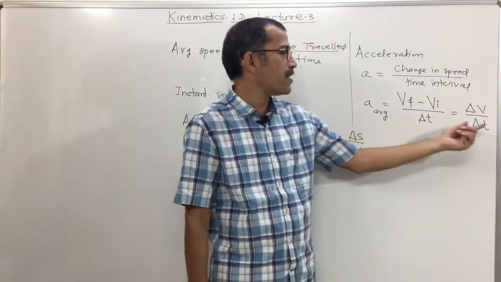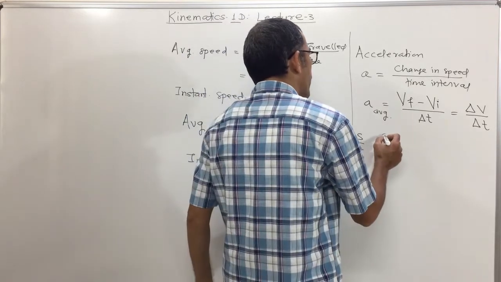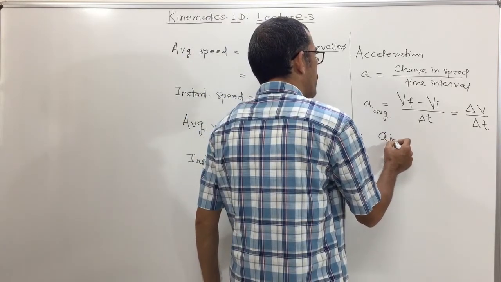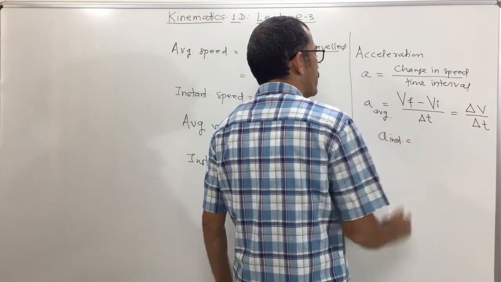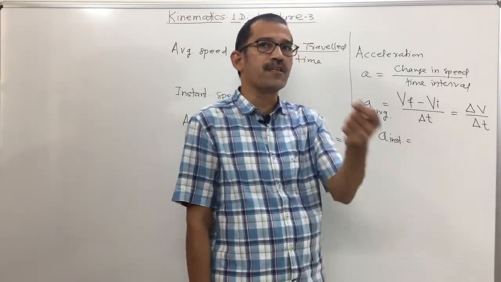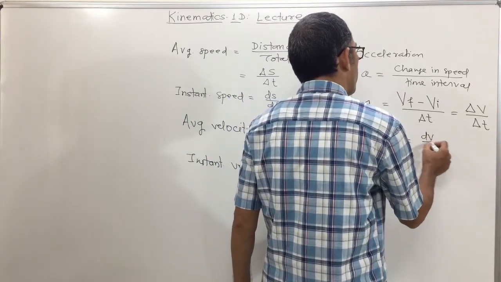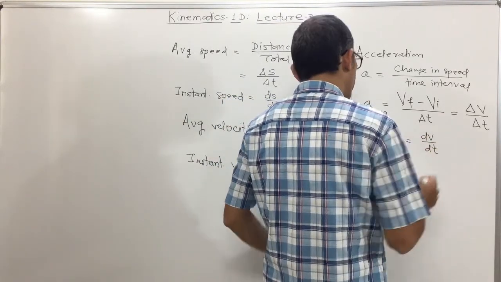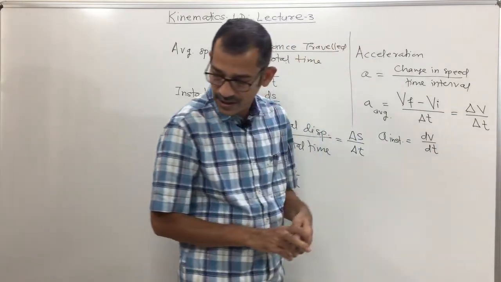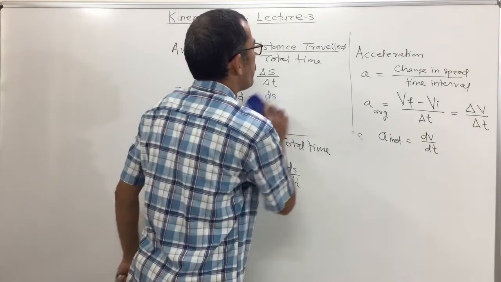The average acceleration we find over some time interval. Then there is the instantaneous one. Instantaneous means at any particular time instant, where the delta t term tends to 0. Then this is written as dV upon dt. That is the instantaneous acceleration, as opposed to the average acceleration.